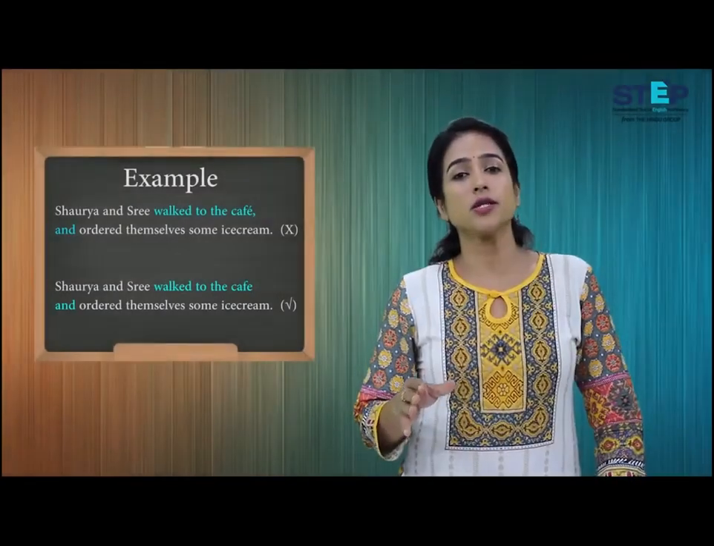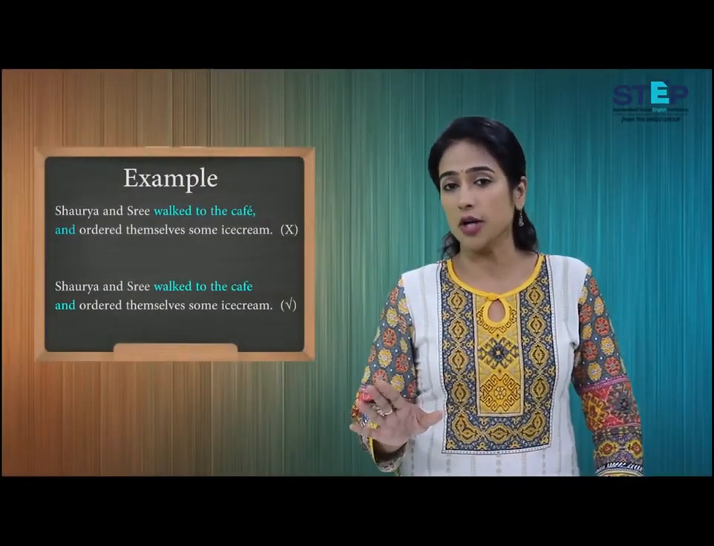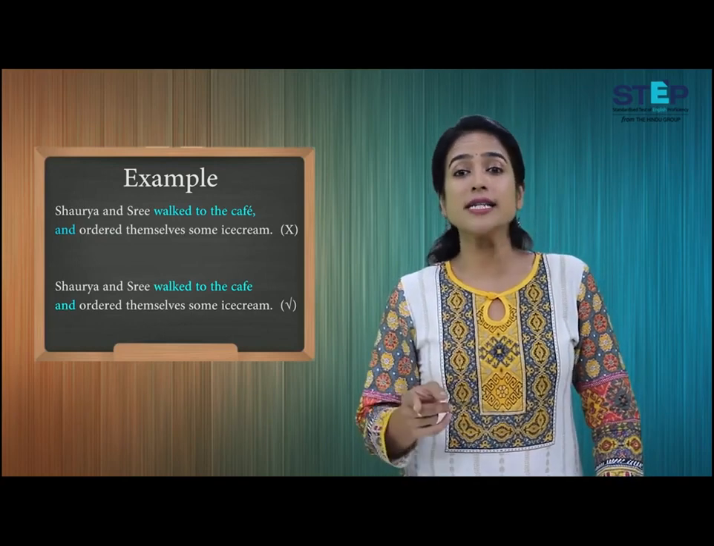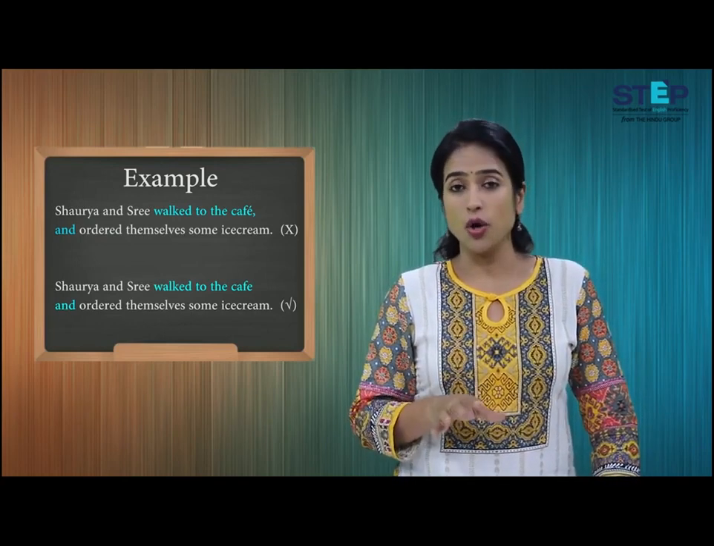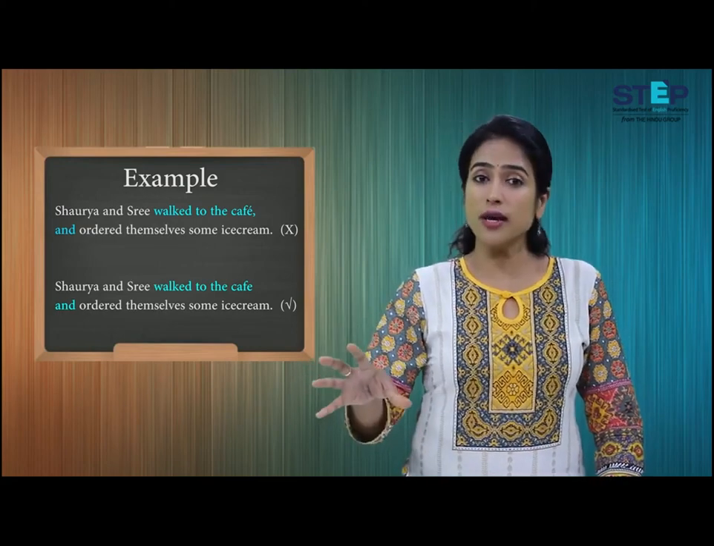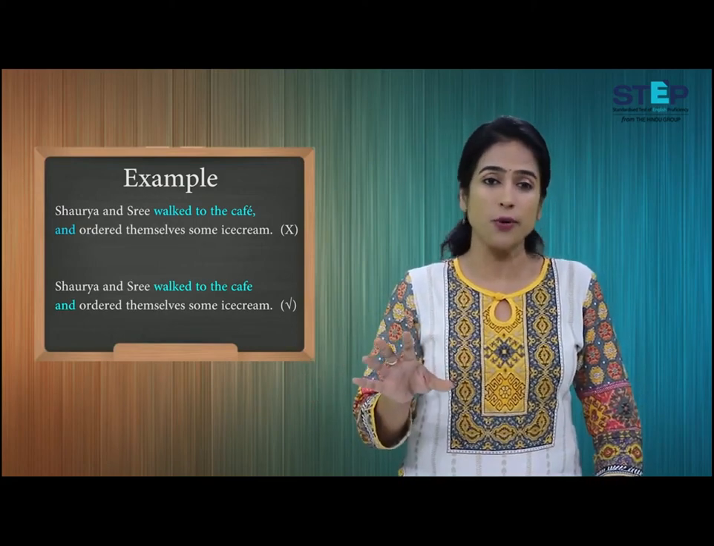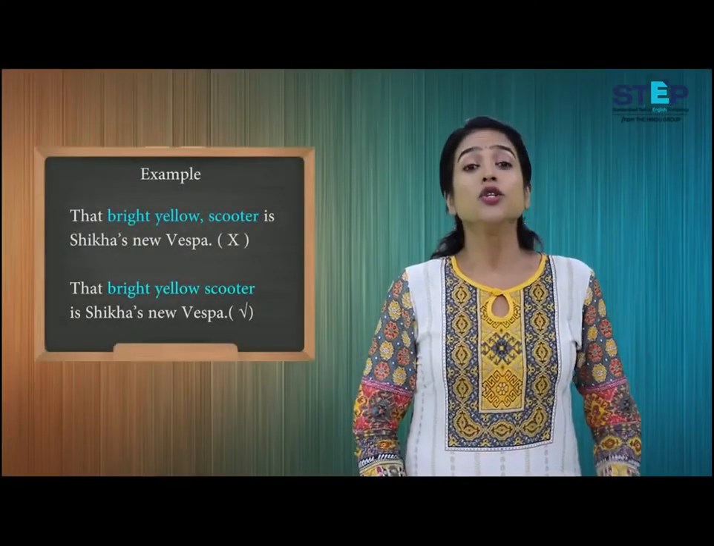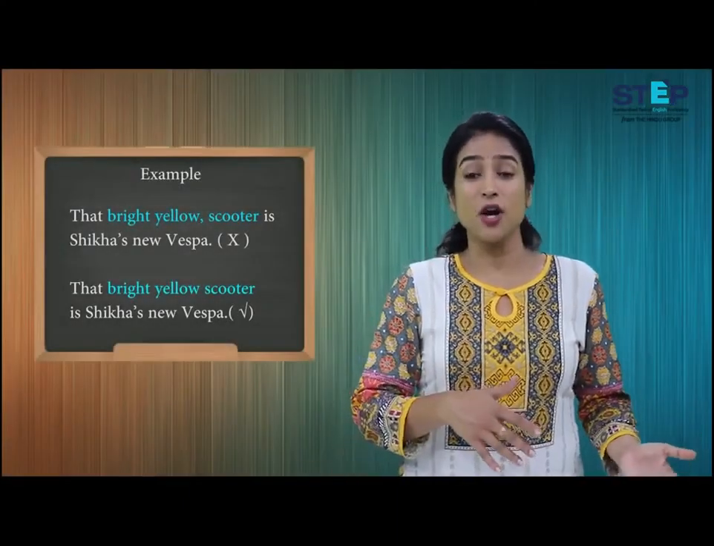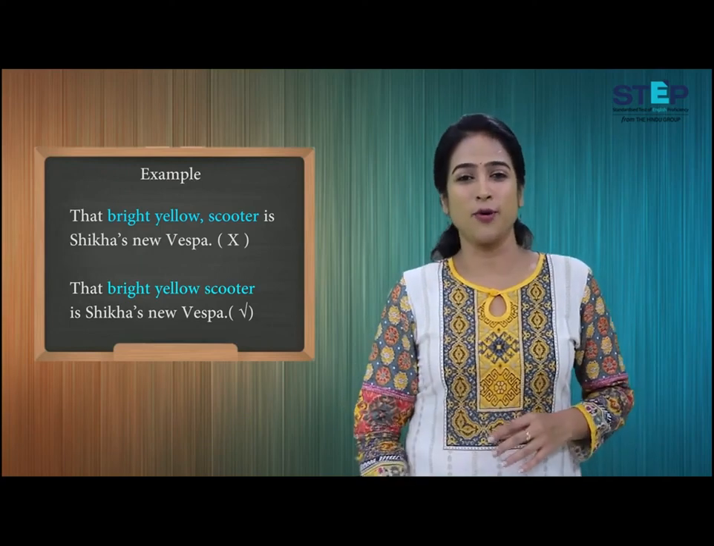Don't use commas to separate two actions of the same subject. Here, Shaurya and Shri are seen as one subject. So, both the actions of walking to the cafe and ordering the ice cream are not to be separated by the comma. Do not use commas to separate a noun and its adjectives when the adjectives come before the noun.